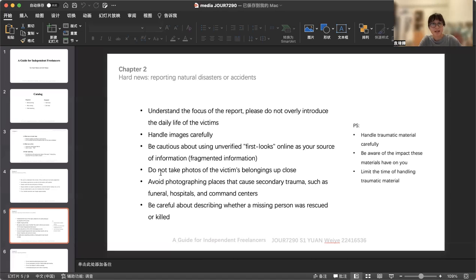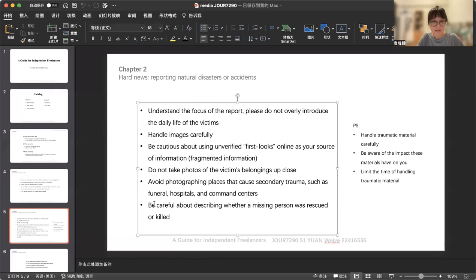The fifth one is avoid photographing places that cause secondary trauma. You need to shoot the video from a very far distance. Please do not go to the hospital to find someone who is injured, especially when their family members died in the accident. Please do not ask them questions.